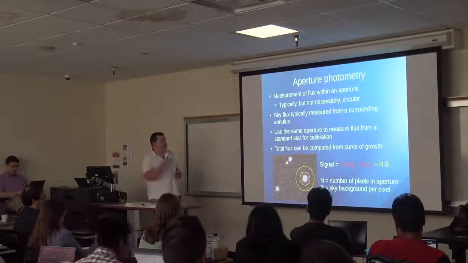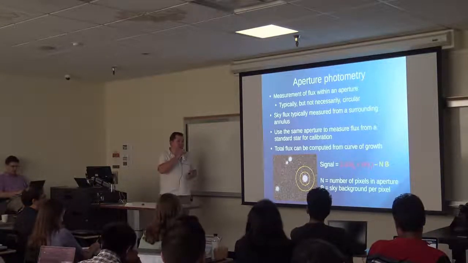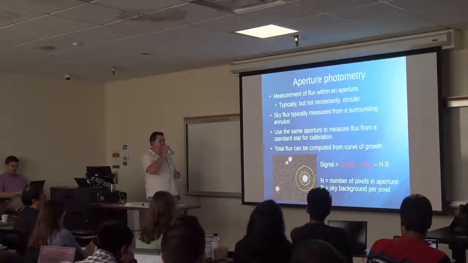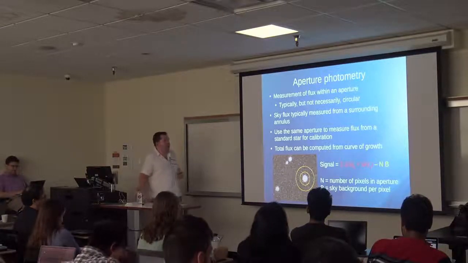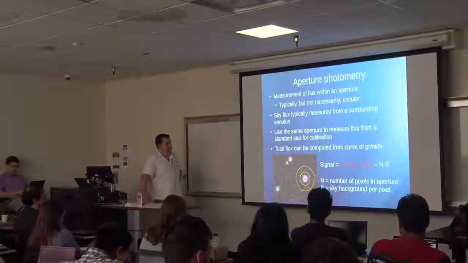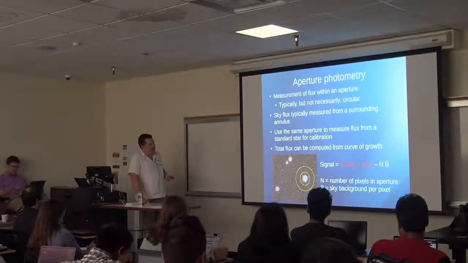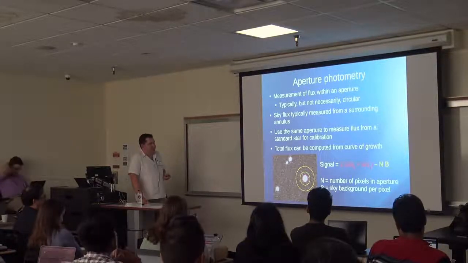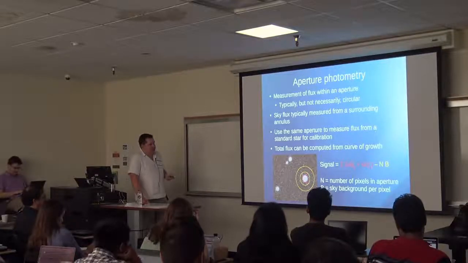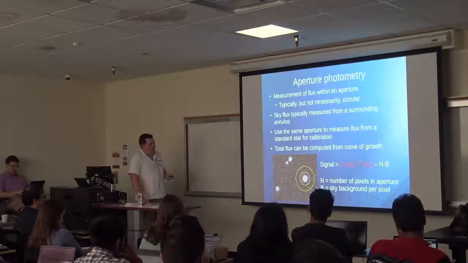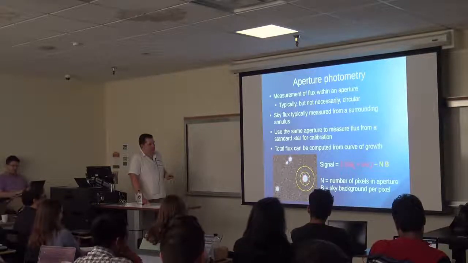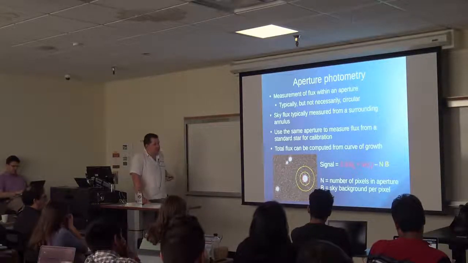You would ideally use the same aperture to measure flux from your standard star for the calibration. And you can compute the total flux from the curve of growth, which we'll discuss in a minute. So here we have a red aperture around our star. The signal here is essentially the sum of all of the counts inside this aperture. So what you're actually getting when you measure that is the sum of object plus sky counts within that aperture.